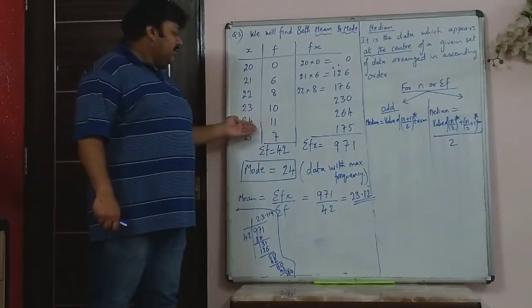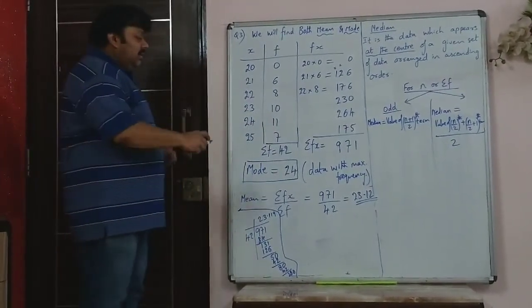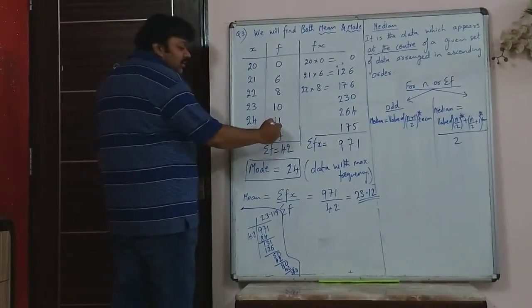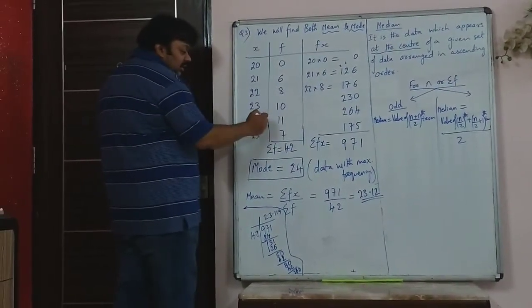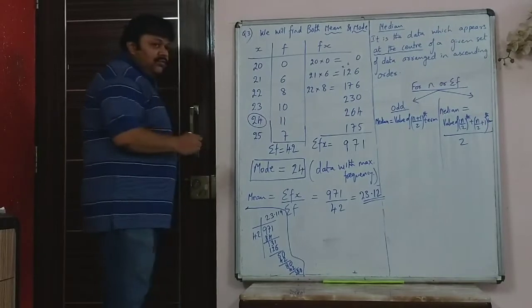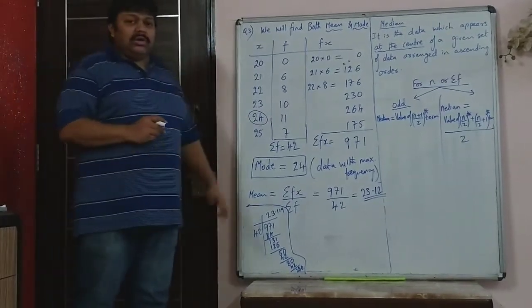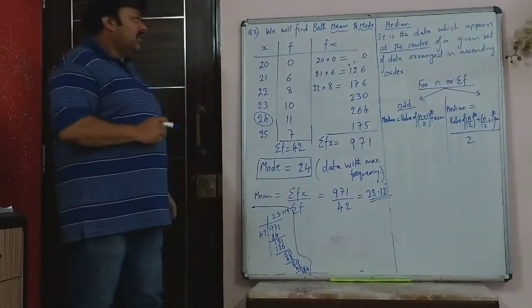So now that is very simple. Which data is having maximum frequency? Here you find that maximum frequency is 11 and the corresponding data is 24. So 24 is the mode, data with maximum frequency.